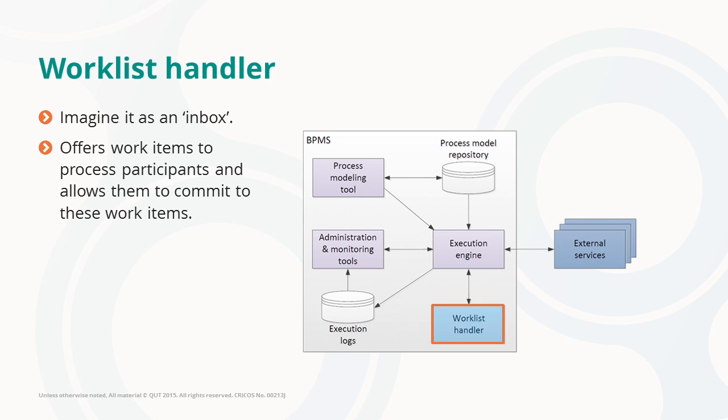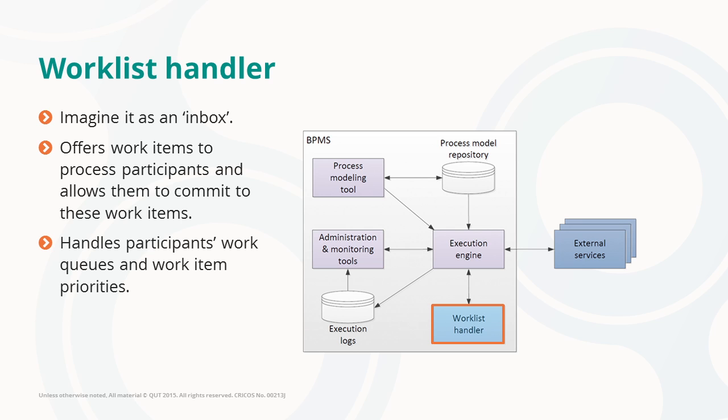The worklist handler is also responsible for managing the work queues, which are the lists of work items that a given process participant should perform, and for prioritizing the work items in the queue according to certain priority rules that are defined when we define the executable process model. Worklist handlers nowadays provide a range of other functionality such as social networking capabilities.